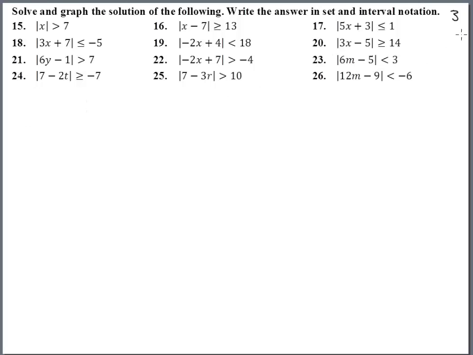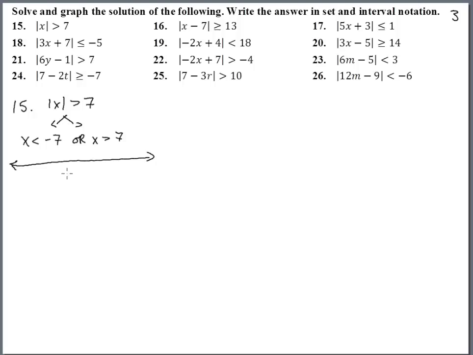Page 3, working on the solutions for these absolute value inequalities from 15 to 26. Number 15. Absolute value of x is greater than or equal to 7. Greater than 7 is going to split into two things. x is less than -7 or x is greater than 7.